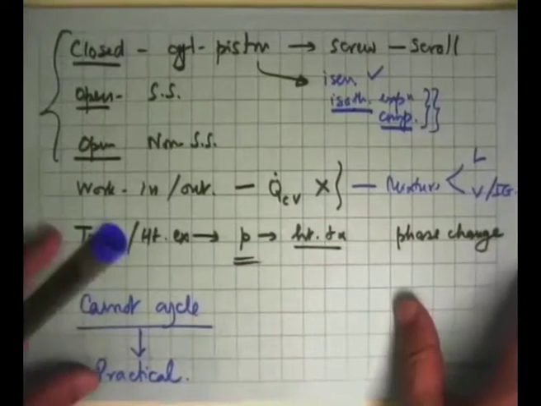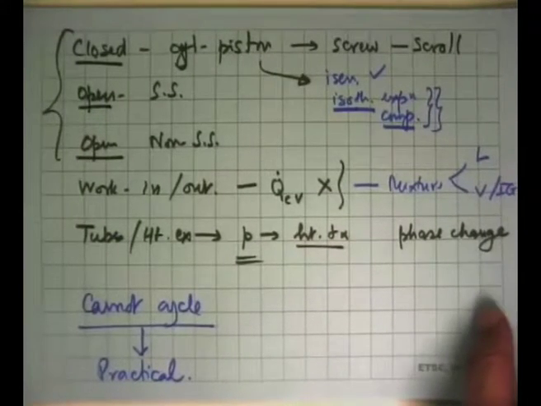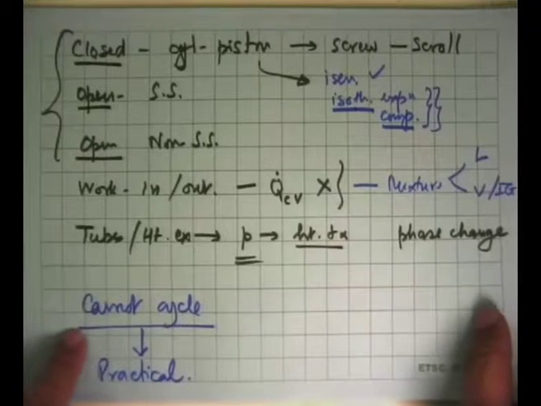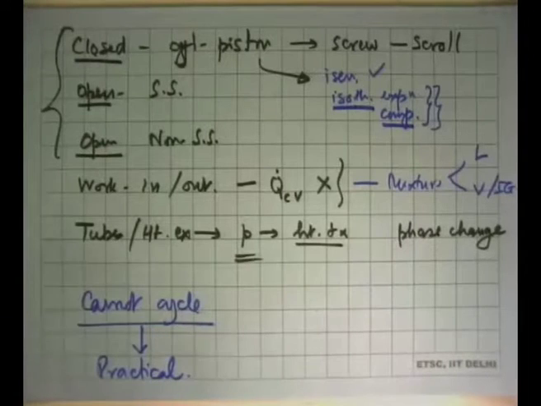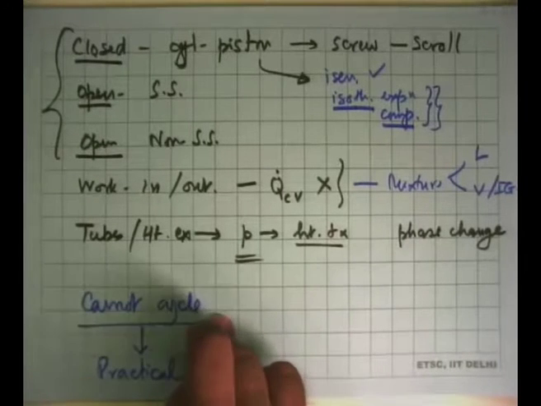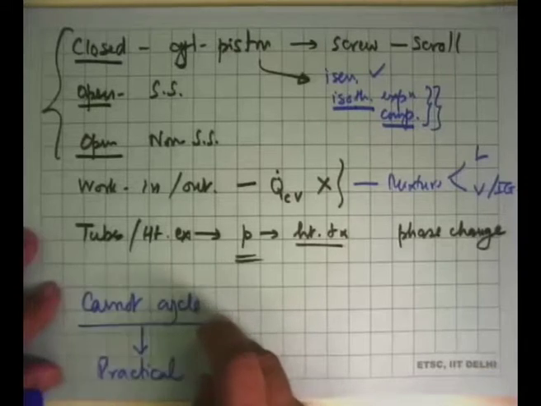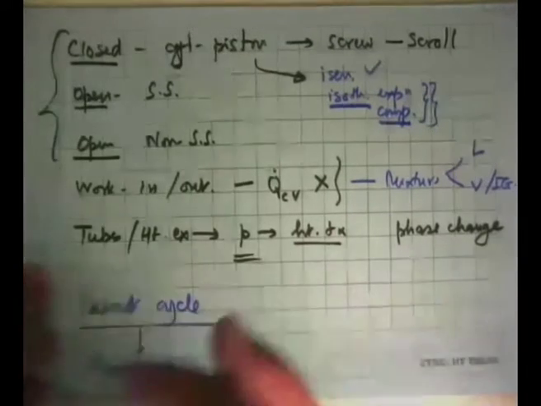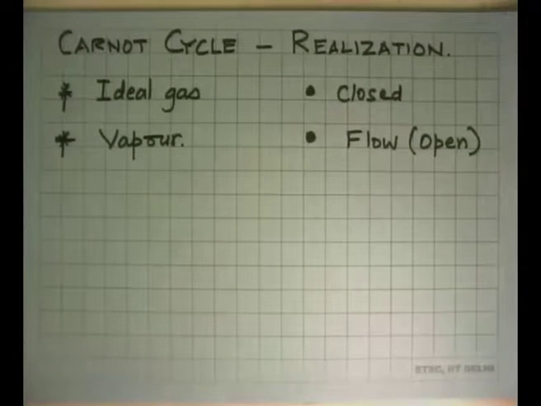Try something else. So before we look at the practical cycles, we will now revisit the Carnot cycle and say, well, what is it that is possible closest to the Carnot cycle and what is not possible in the Carnot cycle. And that will tell us what becomes a practical cycle. So that's what we are going to look at next. So what we are saying is that we will look at practical realization of a Carnot cycle.